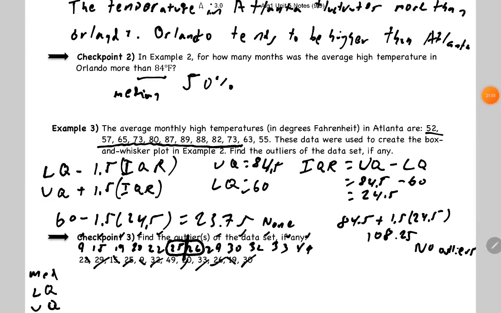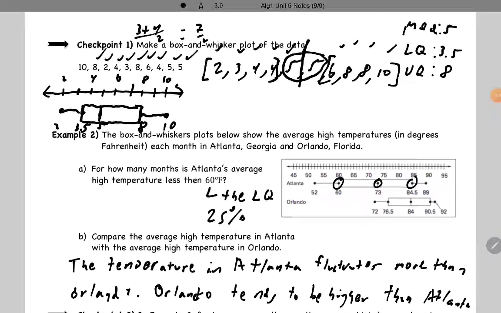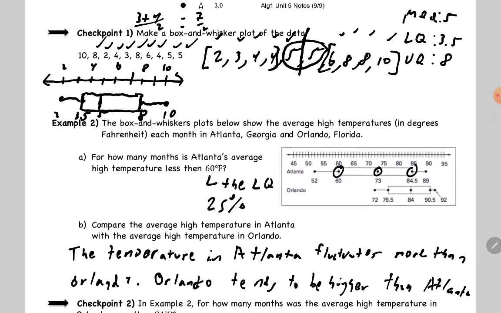Alright, so this was a little tricky. So when you're figuring out your median, so in this upper one it was 5, you draw a line in between them, and you want to exclude your median when calculating lower and upper quartile. So what I did was right before. I excluded 5, so everything was right in this first checkpoint.